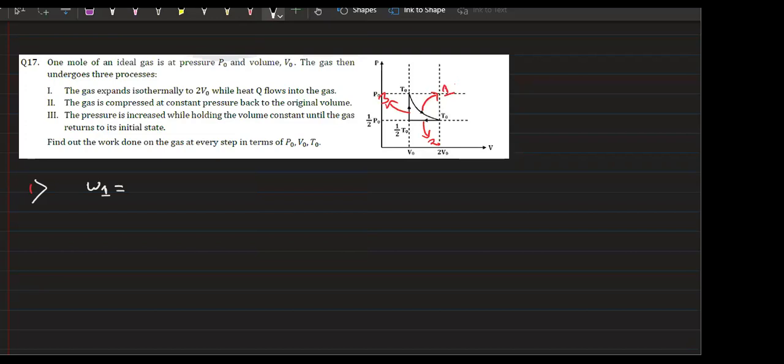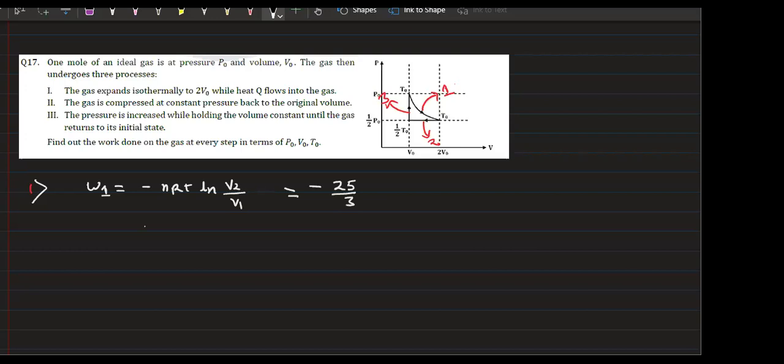So it is minus nRT ln. See this, I'm writing ln because I don't have to find the value. I just have to write the expression. So ln, V2 by V1. Got it, everyone? As simple as that. That's it. Khatam ho gaya. So we know that minus n is 1, R is 25 by 3, or 8.314.